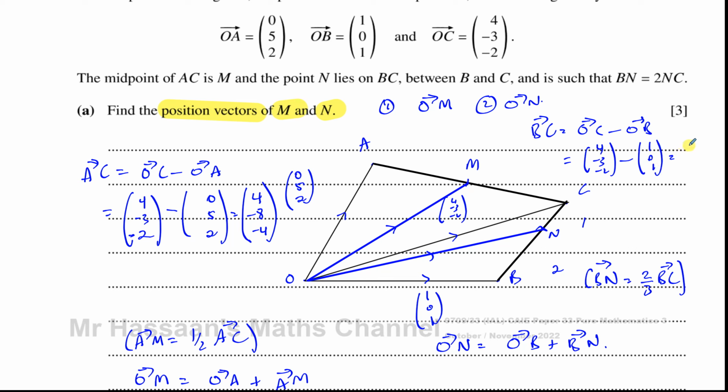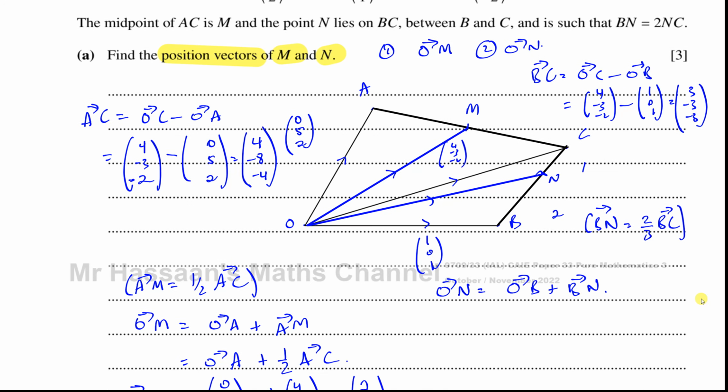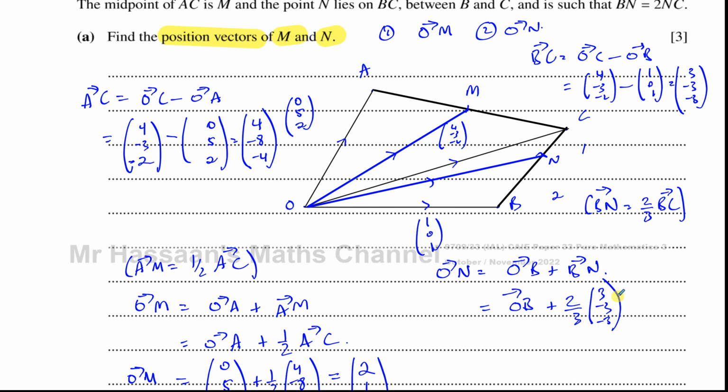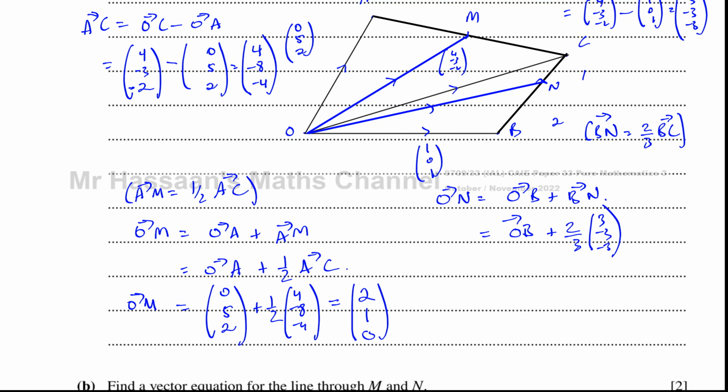Now that's going to give you 4 minus 1, which is 3. And -3 minus 0, which is -3. And -2 minus 1, which is also -3. So we're going to have here O to N is equal to O to B plus 2/3 of B to C, which is 3, -3, -3. Let me just write it as B to C first. 2/3 of B to C.